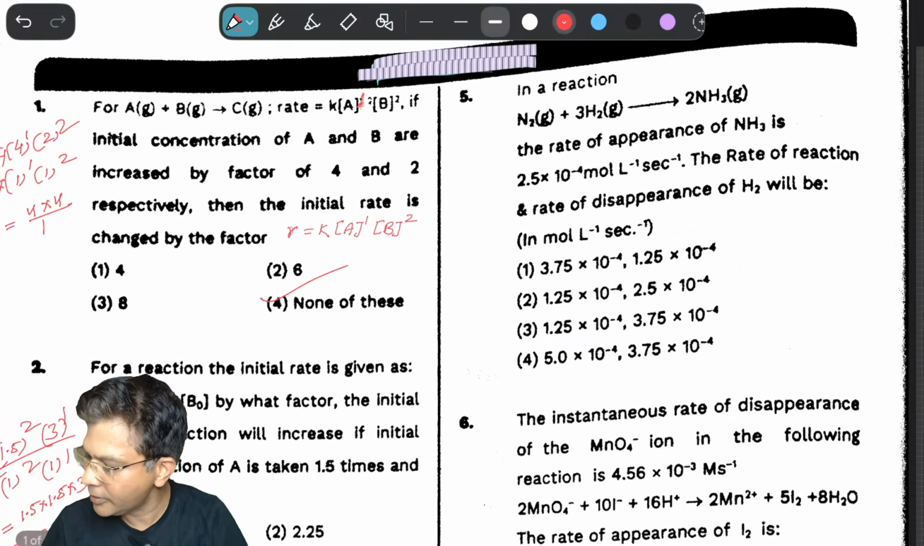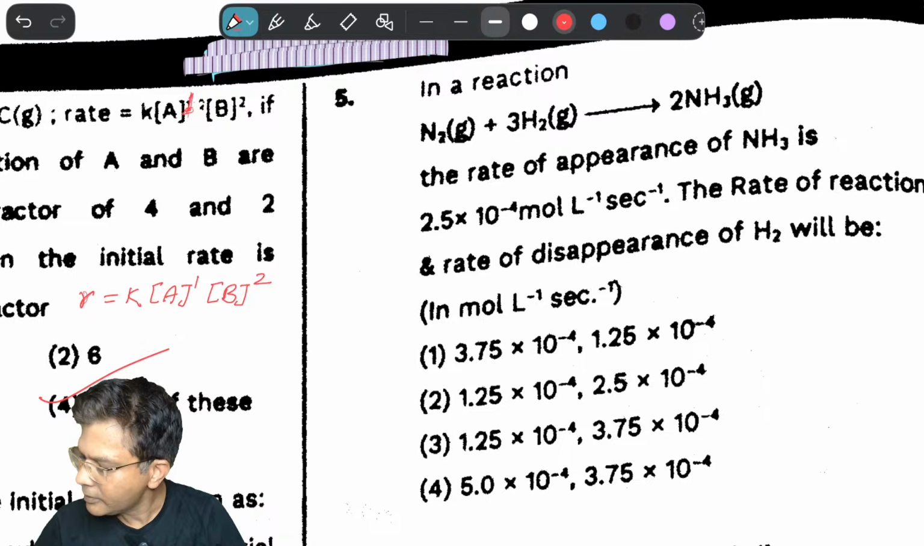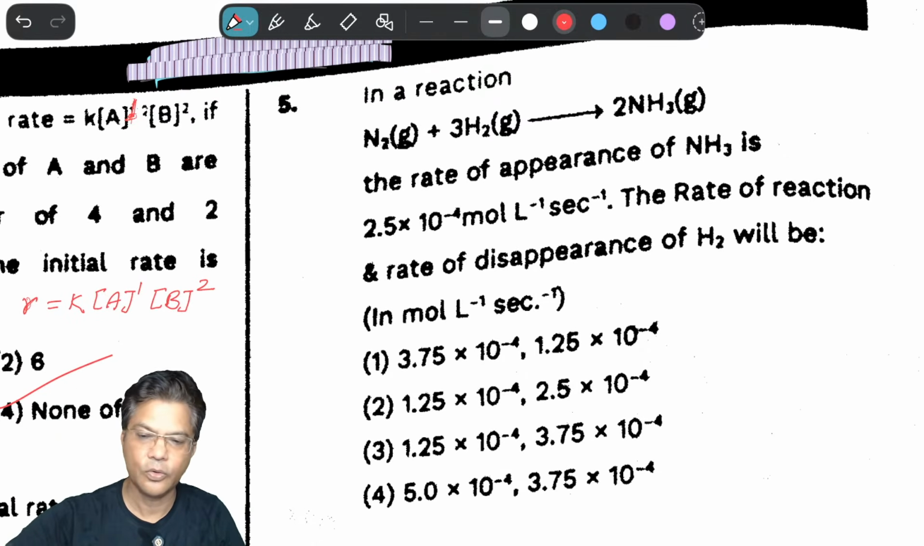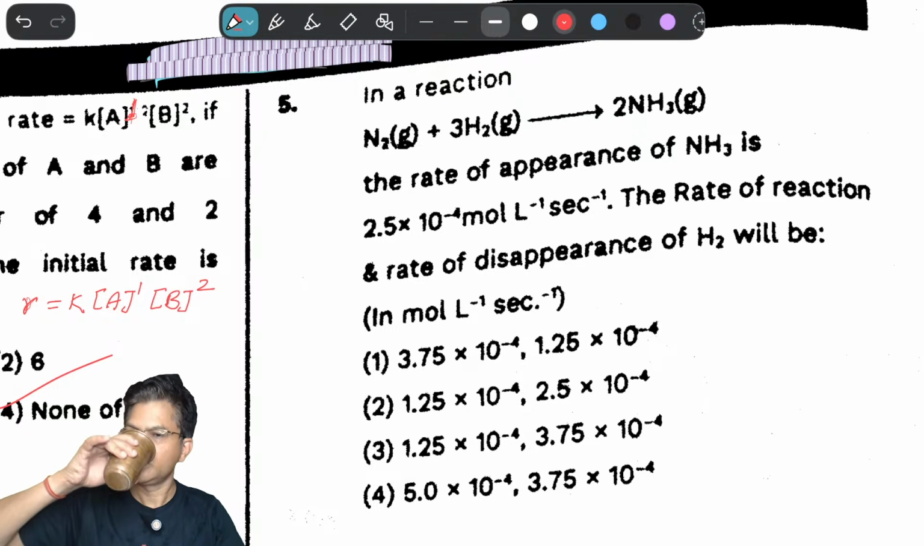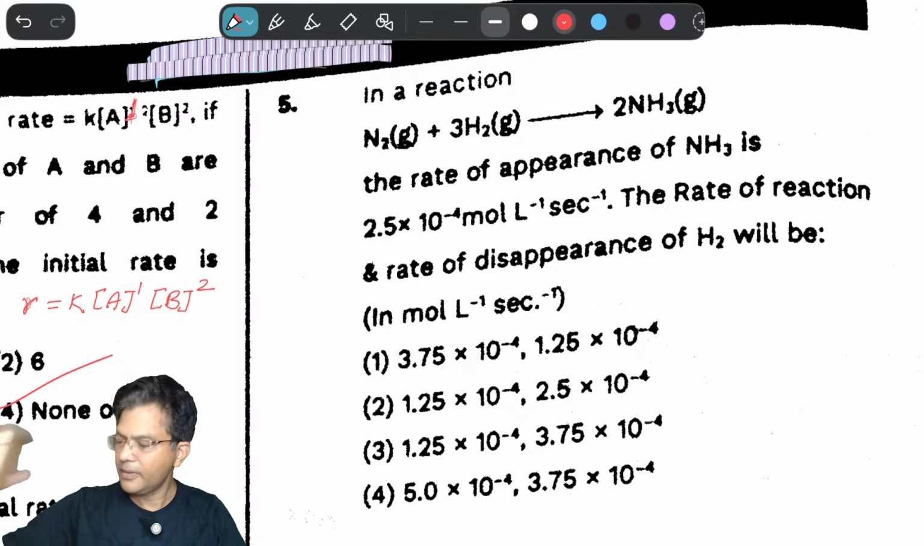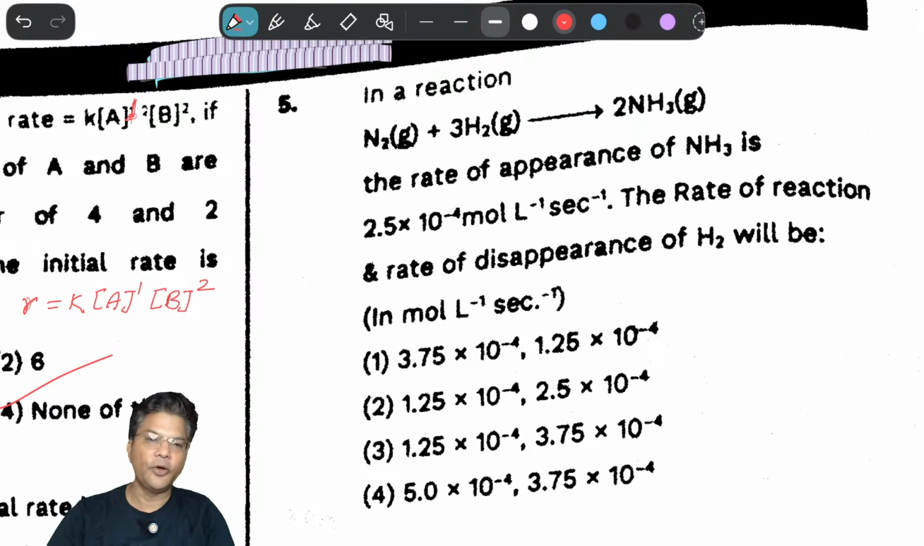Now question number 5. That's on your screen. Question number 5. Look at it, everyone. Let's see how many of you can do it.